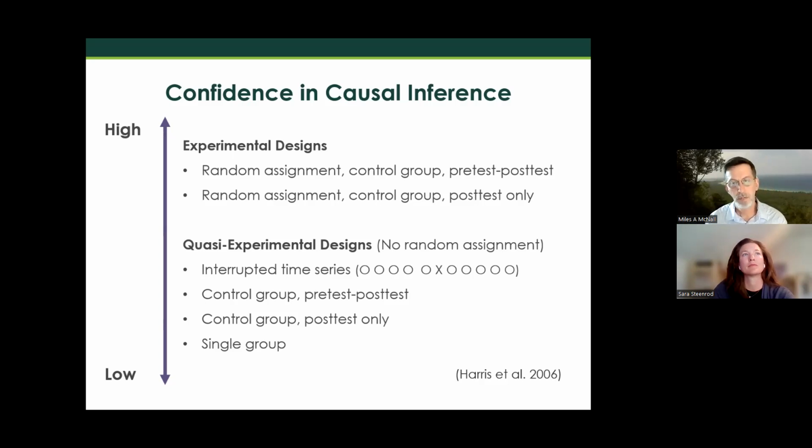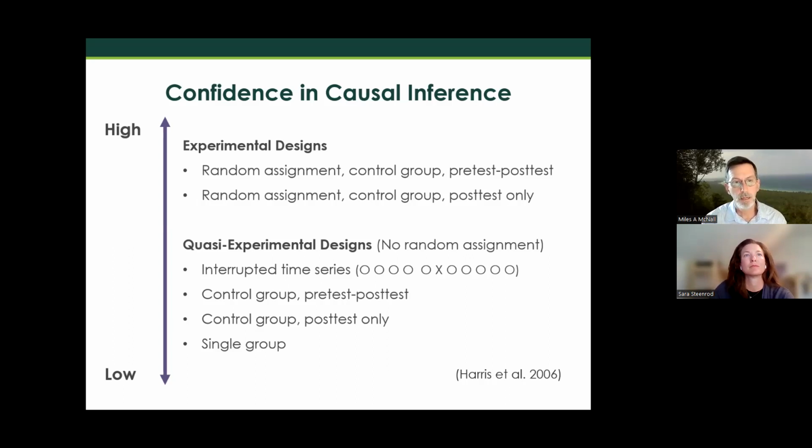And those are sometimes referred to as the gold standard. I don't like to use that term because experimental designs are not always appropriate or feasible. And then as we move down the continuum toward the low end of confidence, we encounter our quasi-experimental designs. They're called quasi-experimental because they have features similar to experimental designs, but they lack random assignment.